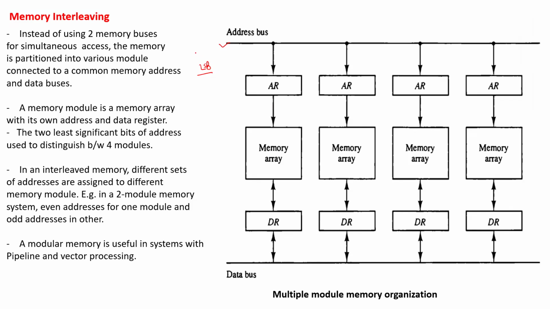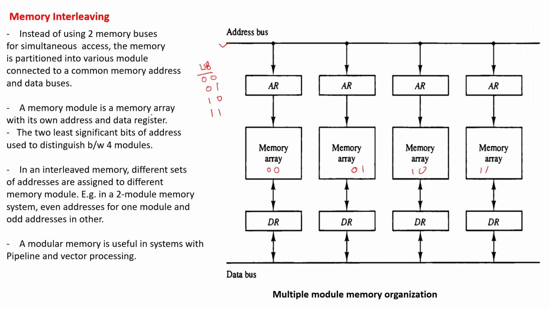So 2 LSB bits will be sufficient to represent which memory segment we are going to select. With the help of 2 bits, we have 00, 01, 10, 11. That will decide through which memory you want to communicate. Suppose 00 means this one, 01 this, 10 this, 11 from here.